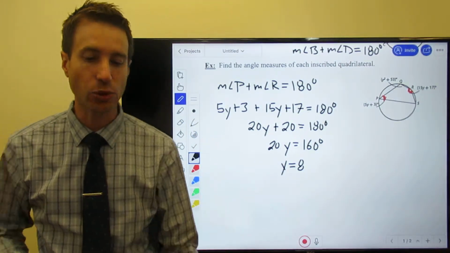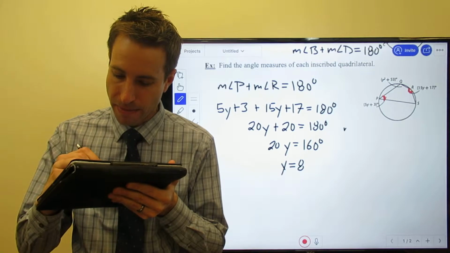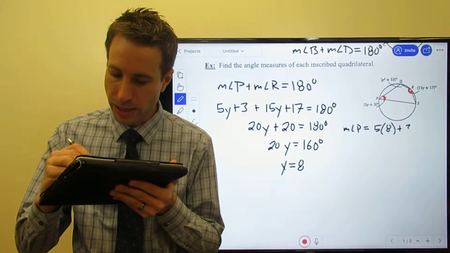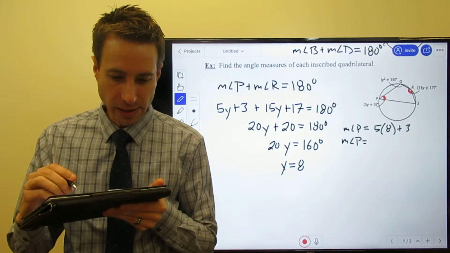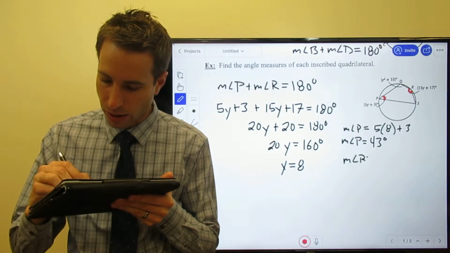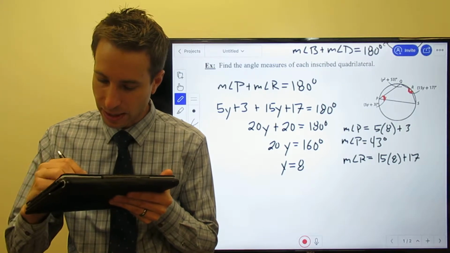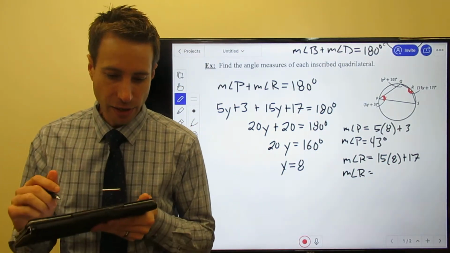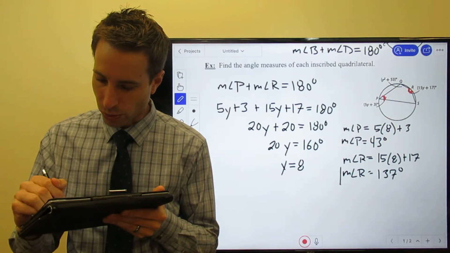Now that I know that y is equal to 8, we can solve for each of those angles. Let's start with P. The measure of angle P is 5 times 8 plus 3. Go ahead and plug that into a calculator if you need to. Don't fat finger something and you should get 43 degrees. Let's find the measure of angle R. The measure of angle R is going to be 15 times 8 plus 17. Once again, it's a calculator problem. Don't fat finger something on your calculator. You get 137 degrees. We are on a roll.